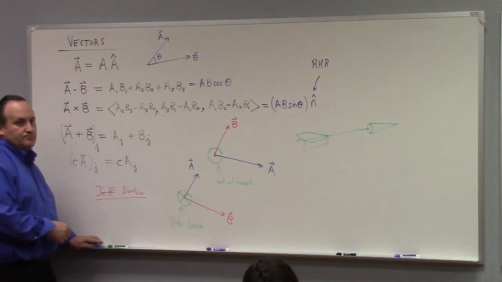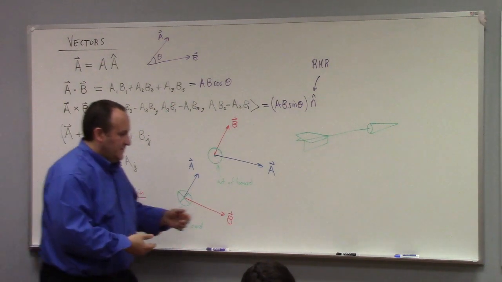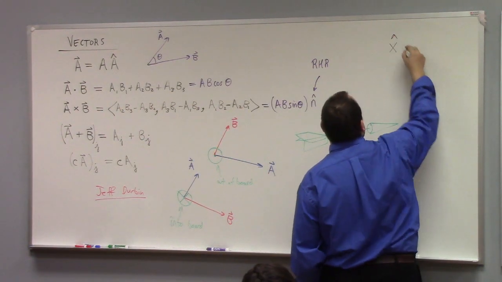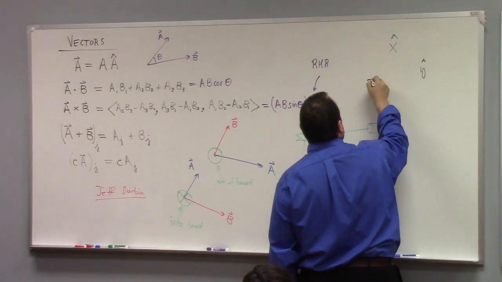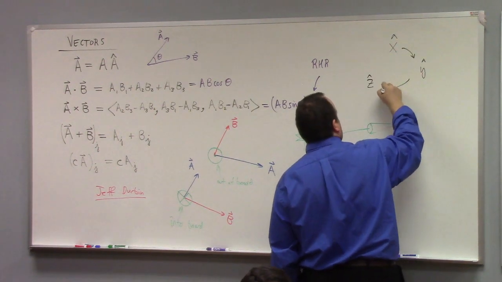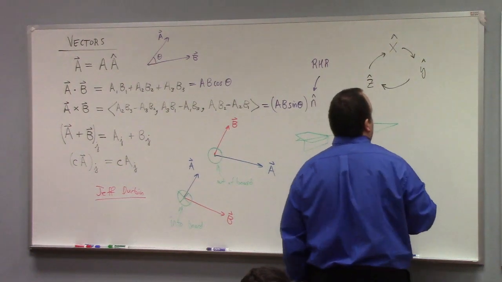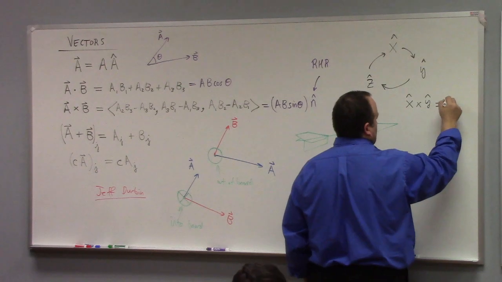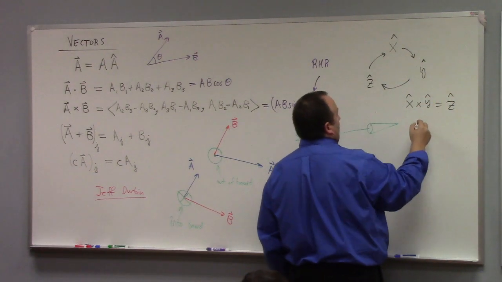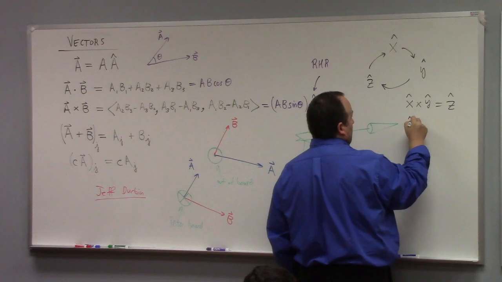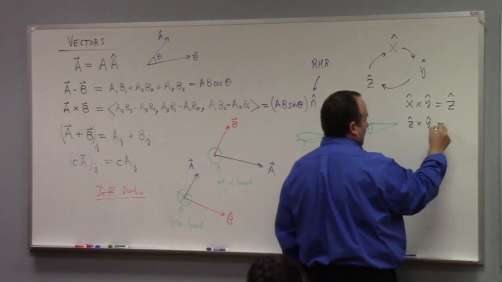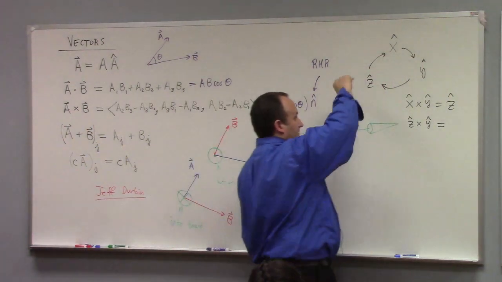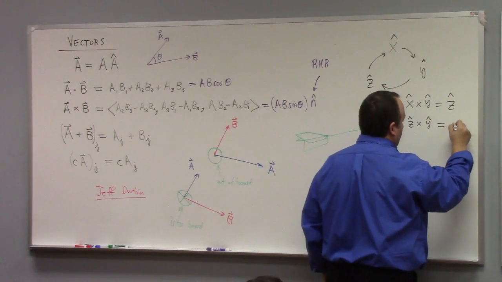Now what more can we say? The other thing, of course, was that if we have x hat, y hat, z hat, we've got this circle of life, circle of cross products, like this: x hat cross y hat is equal to z hat. On the other hand, if you do z hat cross y hat, what do you get? Negative x hat, because we're going against the grain, against the order here.